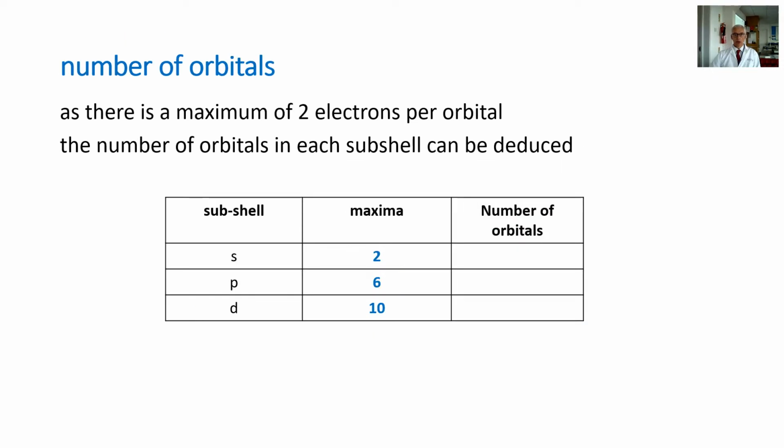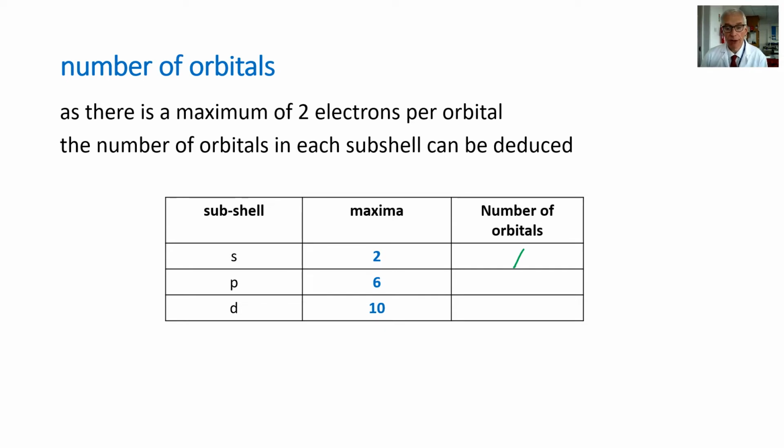Now we also need to consider atomic orbitals. A rule of quantum mechanics is that there are a maximum of 2 electrons per orbital. So if the s subshell has a maximum of 2, what's the number of orbitals present? Obviously it is 1. Could you work out the other numbers of orbitals for p subshells and d subshells? Pause the video and do that now.